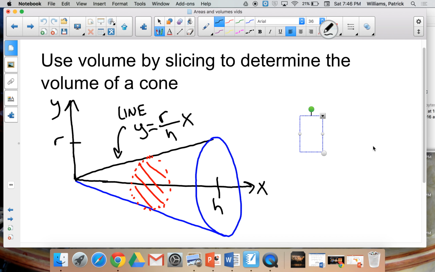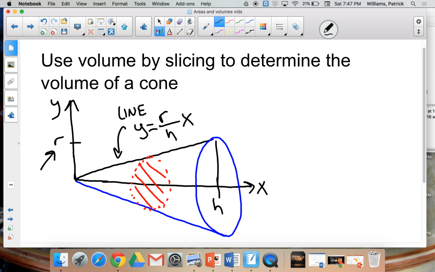In this case, the function is y is r over h times x. Now keep in mind, r is this y value right here, which is the same as that length, and h is going to be the total length of this cone. So why is this line y equals r over h times x? Well, we got to do the point slope equation. Realize that this is just a linear line. Its slope, rise over run, its rise is r, this value right here. Its run, this distance along the x-axis is h. So its slope is r over h.